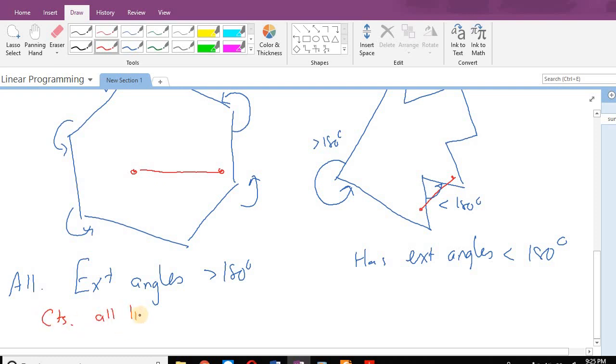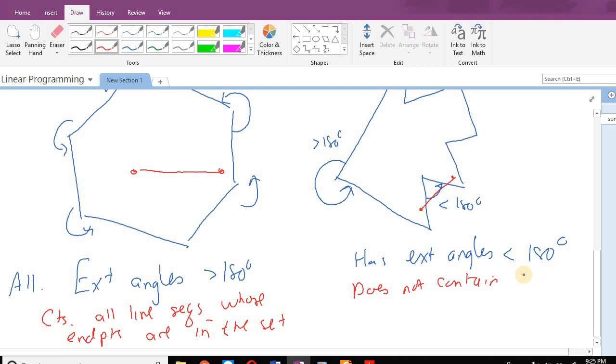all lines, or I could say line segments whose endpoints are in the set. And then non-convex means it does not contain all line segments whose endpoints are in the set. Now it contains some of them.